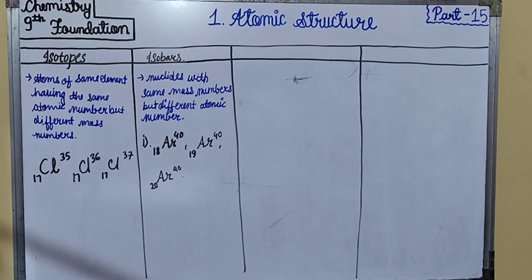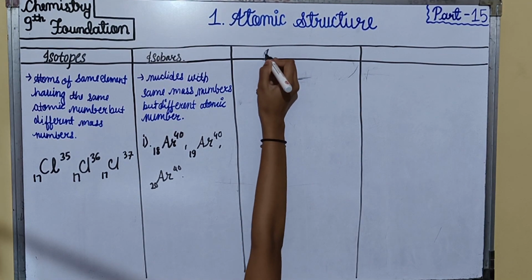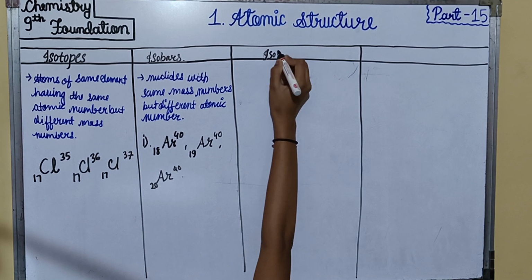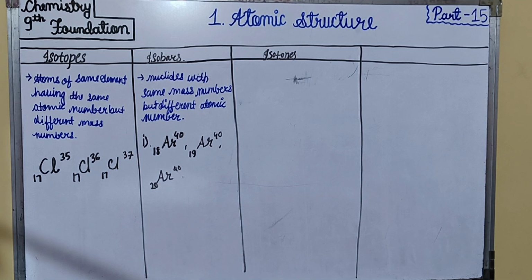Third one is isotones. So, isotones are the nuclides with different mass numbers and atomic numbers but have the same number of neutrons.